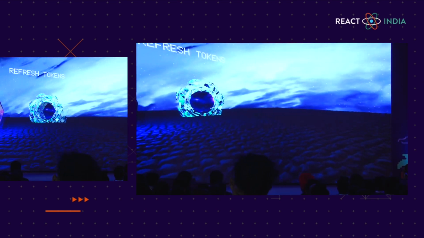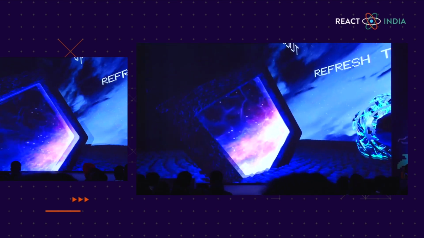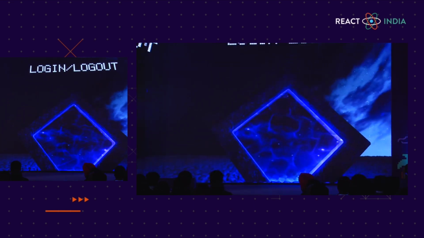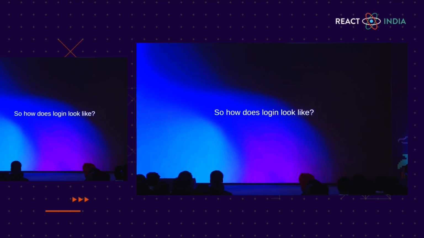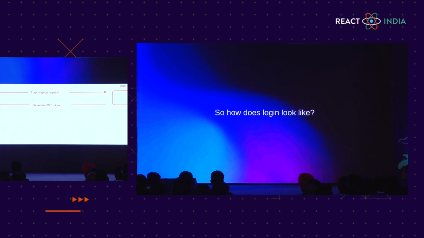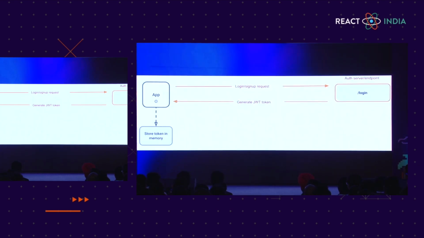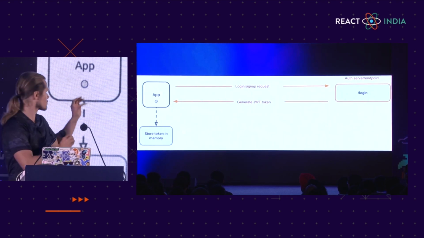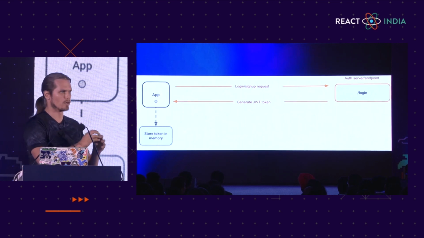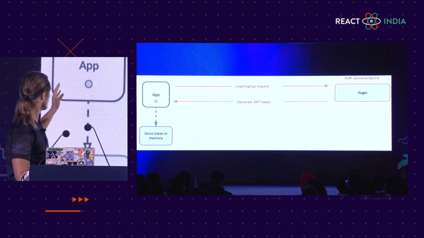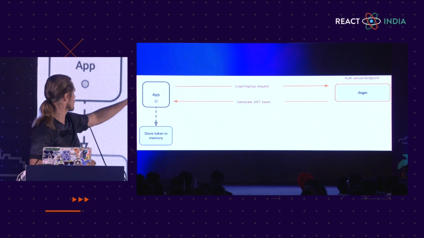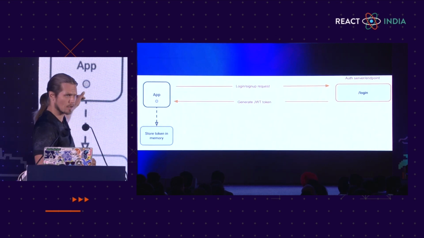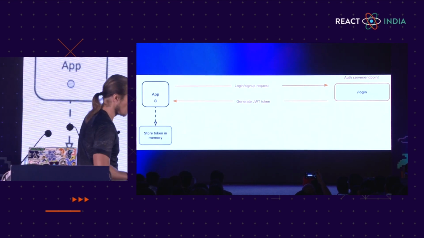But let's look further at login. And we have the different dimension here of login, logout. Let's jump inside. So how does it look like? Let's strip it down to smaller parts and look at it granularly. So login request, generate JWT token to get back to an app.